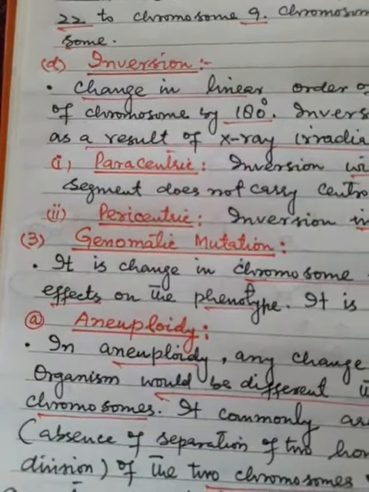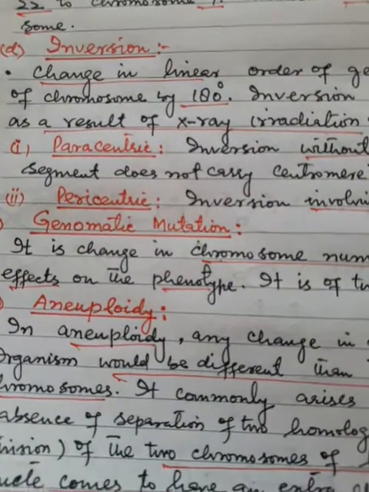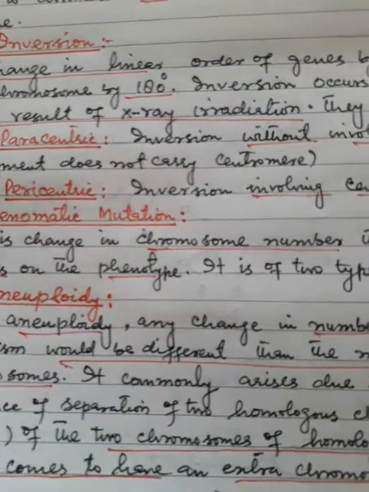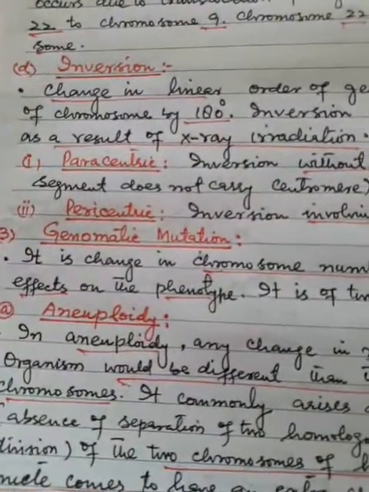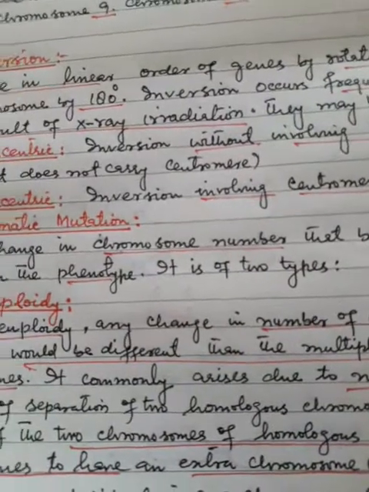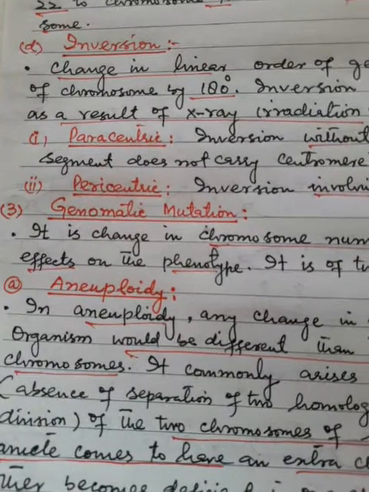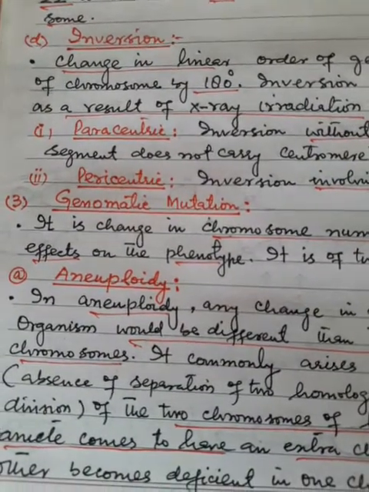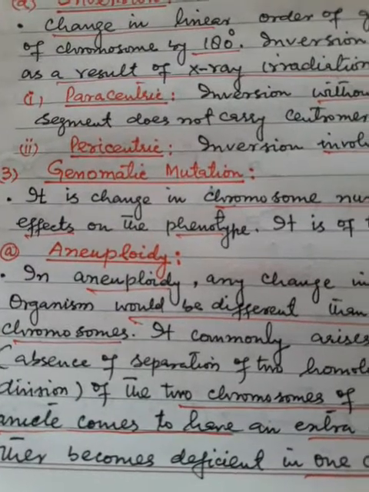Now the third type of mutation, that is genomic mutation. It is a change in chromosome number that brings about visible effects on the phenotype. It is of two types. Number one, aneuploidy, and number two, euploidy. Now let's take first aneuploidy.